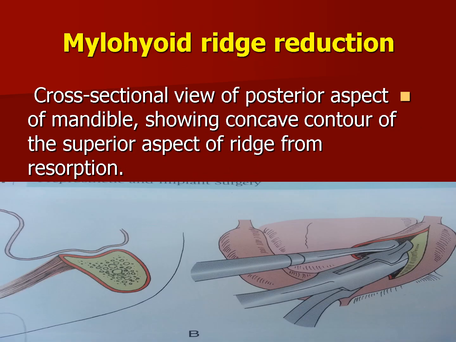Here again, there's a cross-section view of the posterior aspect of the mandible, showing the concave contour of the superior aspect of the ridge from resorption. Of course, the ridge resorption here in the mandible. So we have to remove this undercut. This undercut should be taken into consideration.